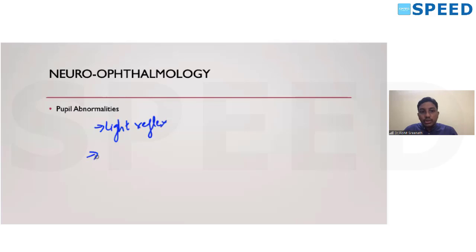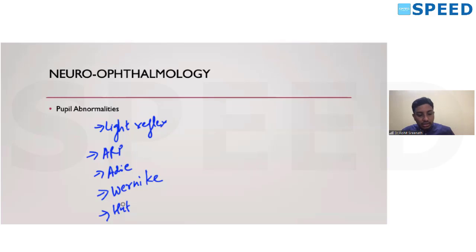So we'll be talking about the Argyll-Robertson pupil, the Adie's pupil, the Wernicke's hemianopic pupil, and last we will be talking about the Hutchison's pupil, and also a few important points about the sympathetic pathway, the Horner syndrome and the sympathetic pathway. So this is the discussion for today.